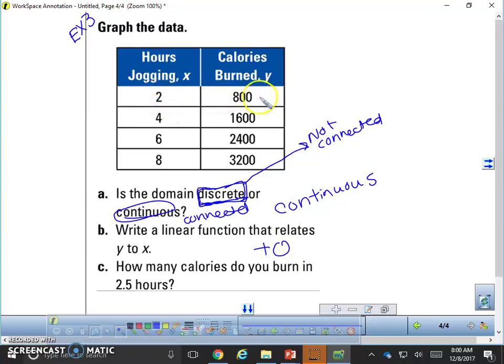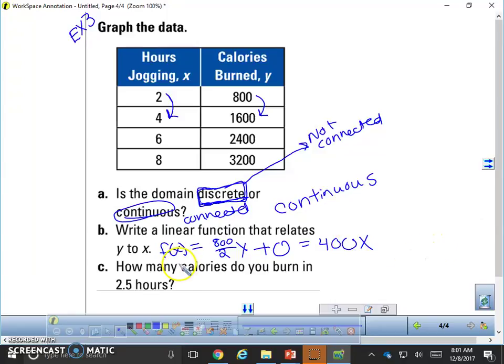And then our slope, you change by 800 calories, 800 calories every 2 hours. Let's simplify this. 800 divided by 2 is 400x. So every hour you burn 400 calories, 400 times the number of hours. There you go. There's your pattern.